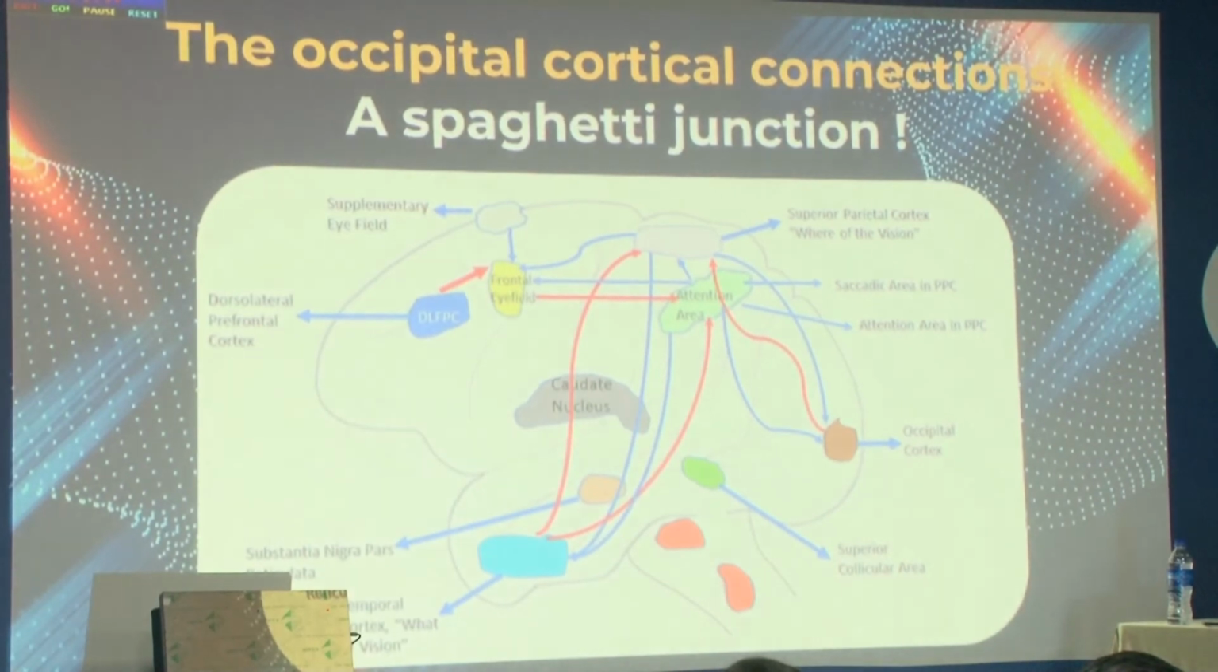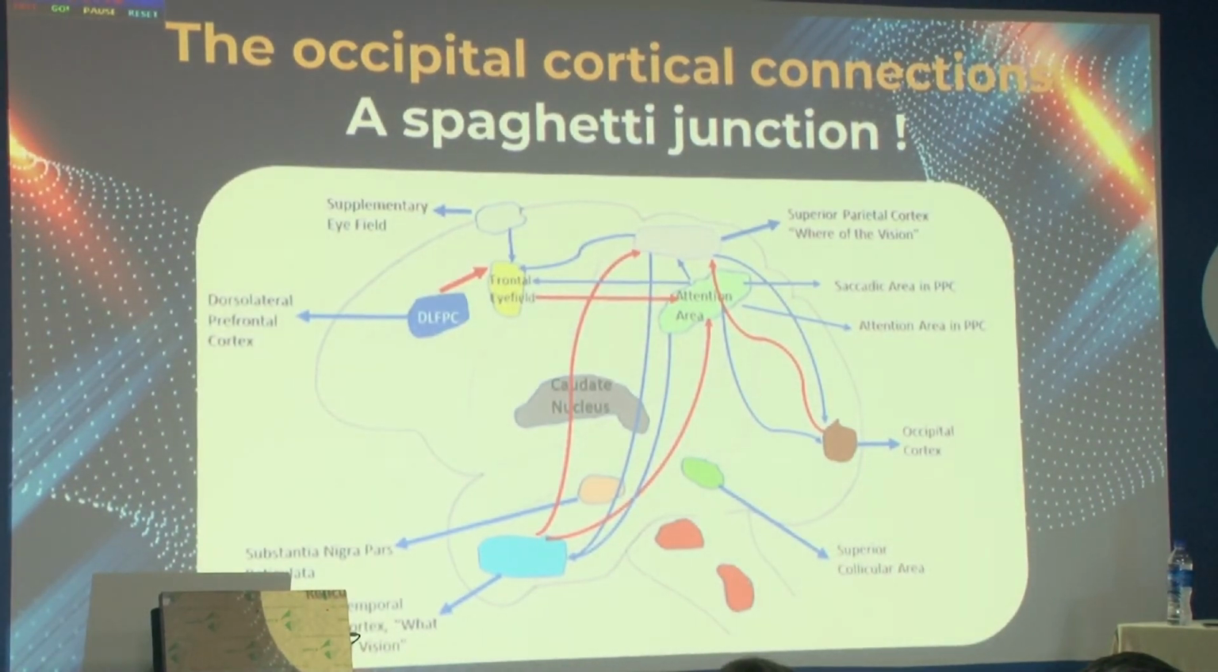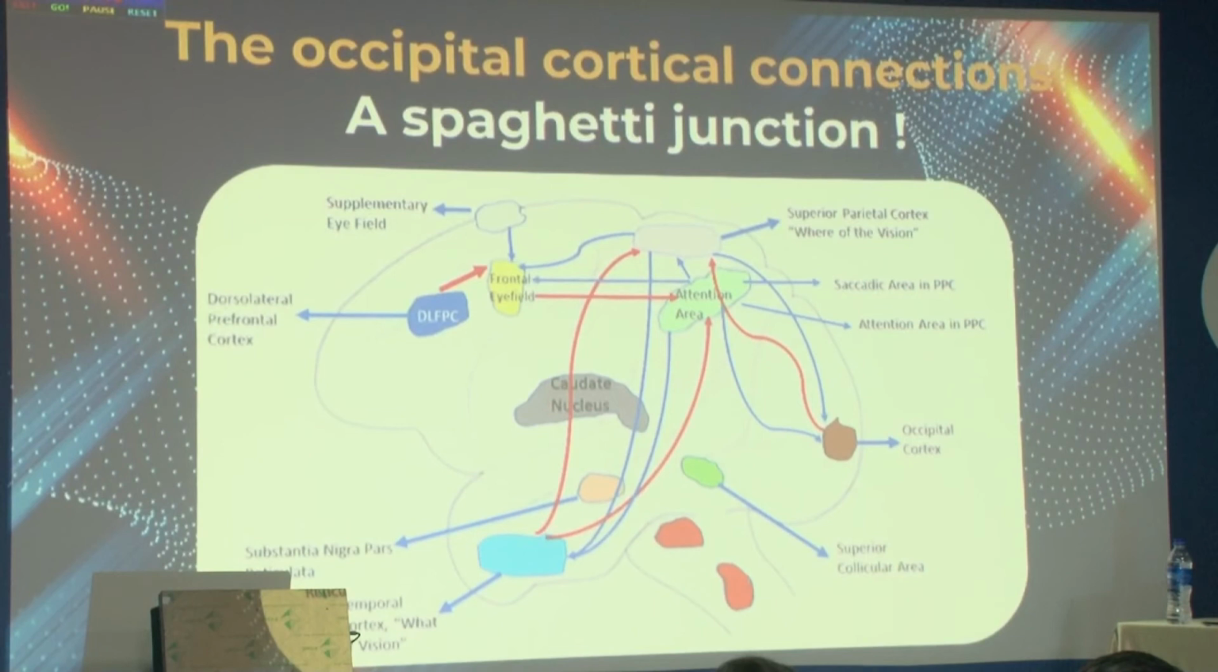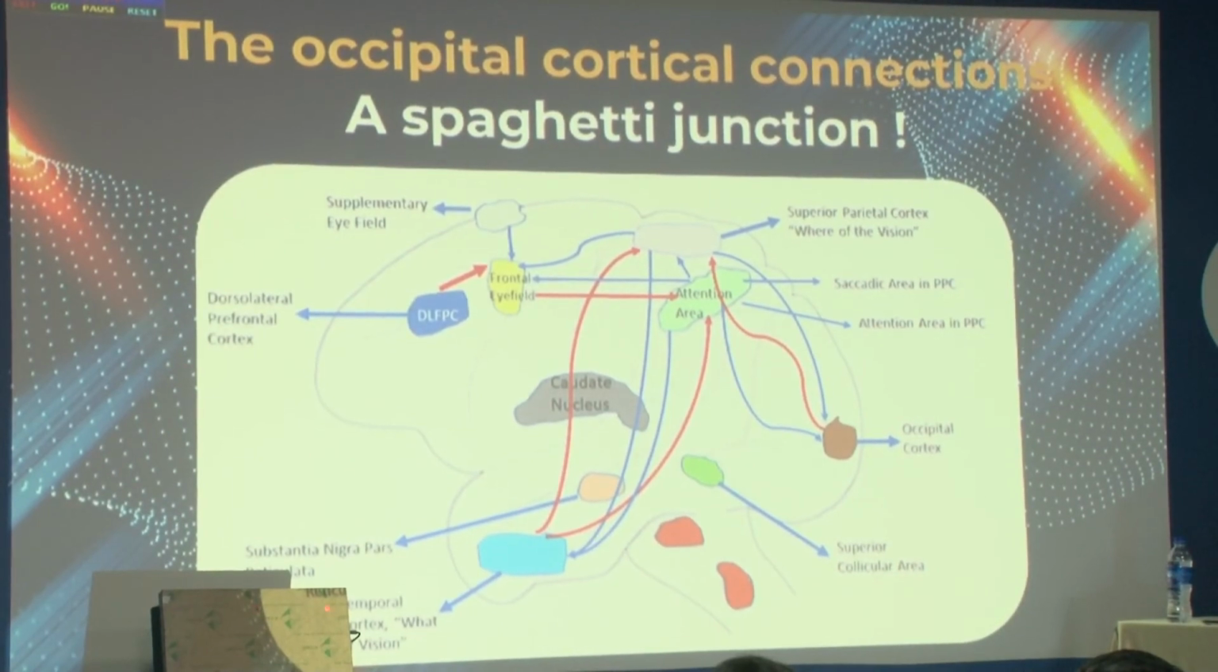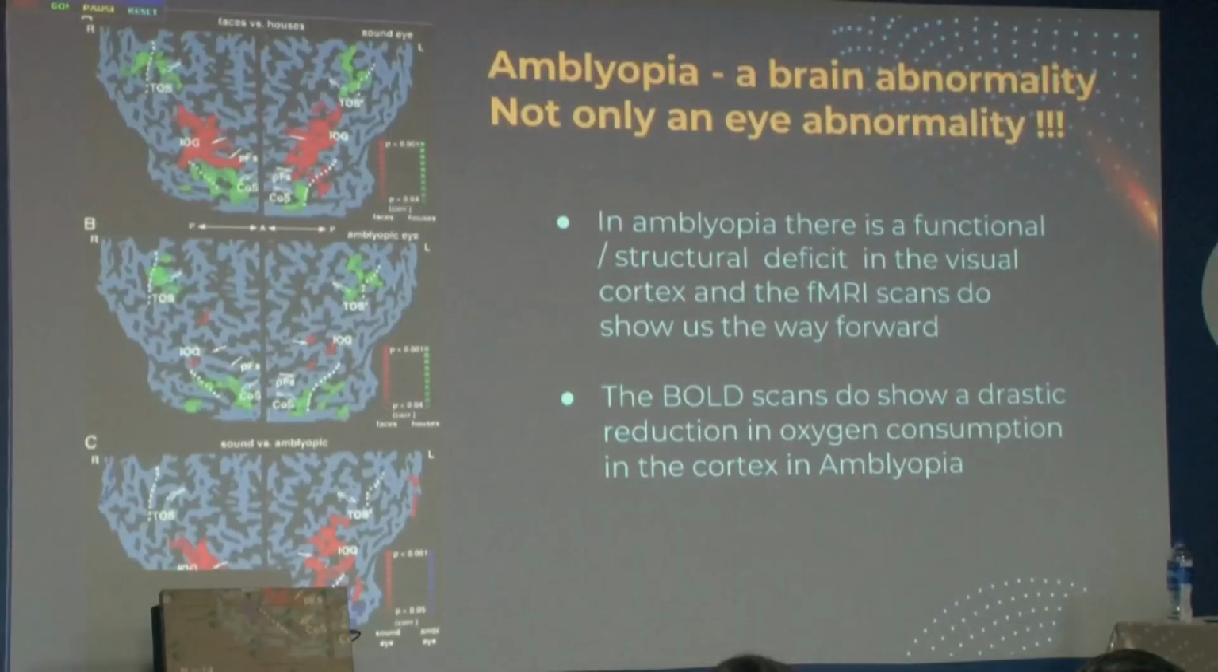No other structure in the body has this amount of interconnected spaghetti junction connection, as I call it, in the brain, except the eye. So in order to do a good job for amblyopia, you need a good understanding of neuroanatomy, neurophysiology, neuropathology. This is an MRI scan which shows how there is no blood supply while focusing with the amblyopic eye. While focusing with the normal eye, the blood supply is like that.